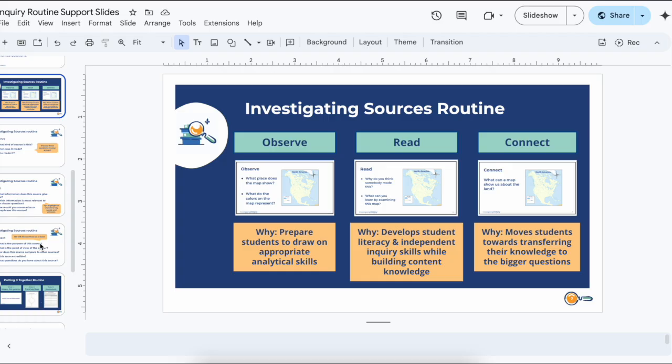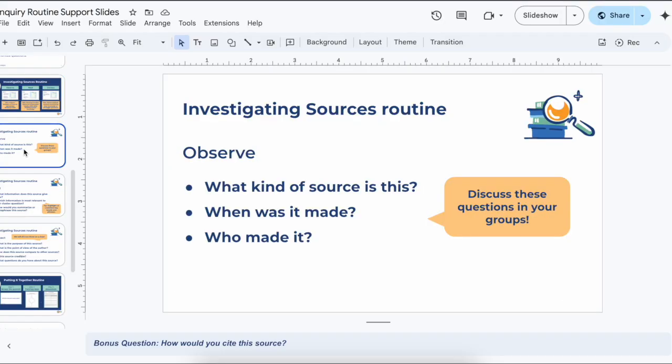Now, after this, we're going to investigate some sources to answer the questions we have. So we're going to observe the type of document. We're going to read it or consume it if it's a photograph or multimedia, audio, and then we're going to connect. How does this source answer our inquiry question or the larger unit question? And also, how does it connect to our lives or some of the frames we're using? So these are some common questions pulled from the curriculum and adapted and added to what's in the curriculum.